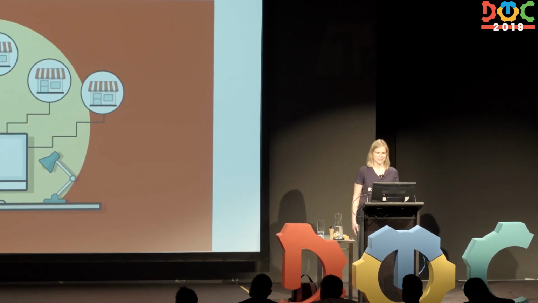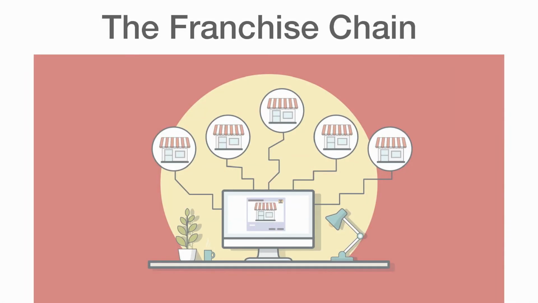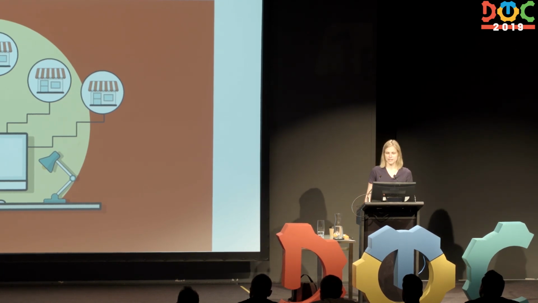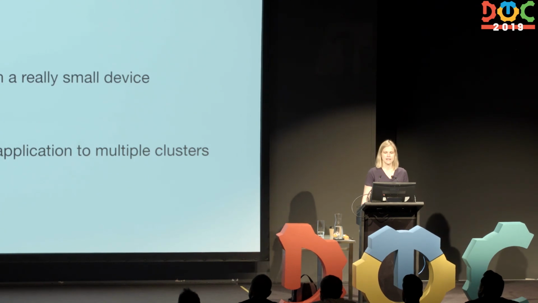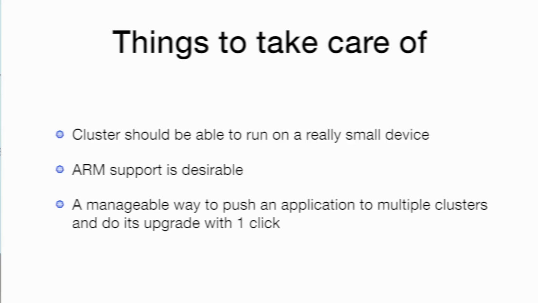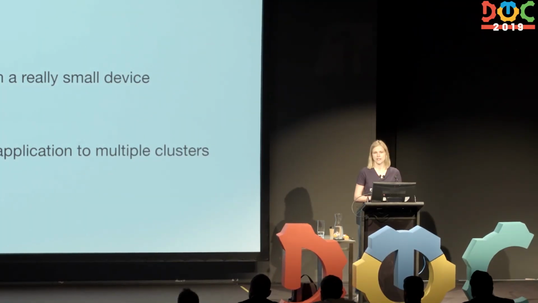All right, so this is my favorite topic, the franchise chain. In the case of a global cluster, obviously you have to take care of RBAC and sharing your clusters with other users. What do you have to take care of when you deploy your Kubernetes cluster to multiple smaller devices? The first thing that comes to mind is the cluster has to run on a really small device. That device can have 1 GB of RAM, and your Kubernetes should be able to run on it just fine. ARM support is highly desirable, and if you're having multiple Kubernetes clusters, you might want to push the same user applications to all these clusters with just one click, and do the upgrade with just one click.